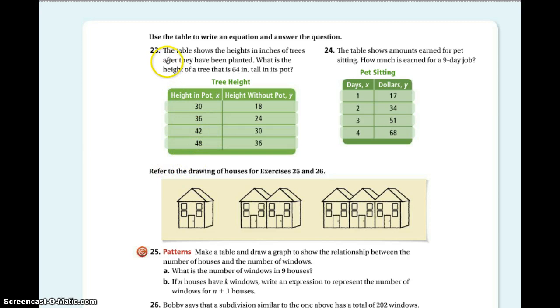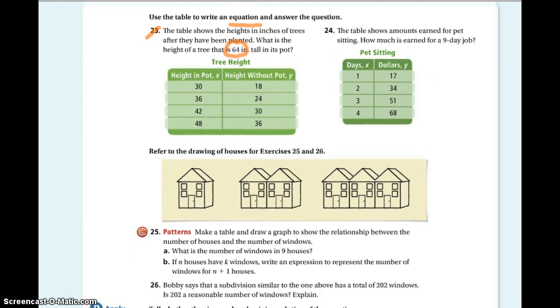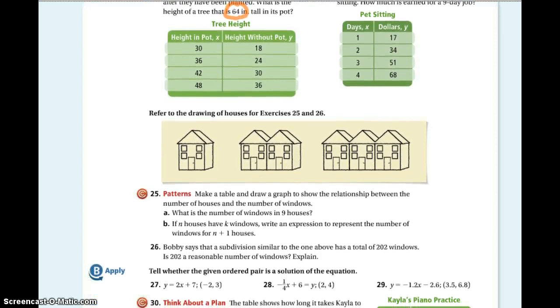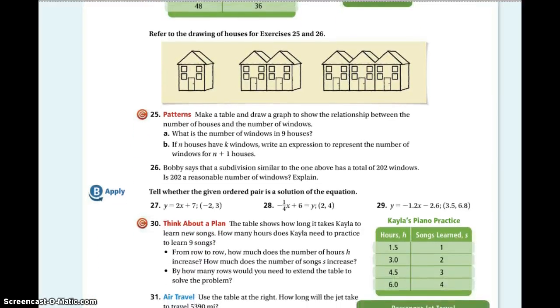And then here, the table shows the heights in inches of trees after they have been planted. What is the height of the tree that is 64 inches tall in this pot? If you want, you can just extend this pattern on, or if you would like, you can come up with an equation and calculate it. Oh, excuse me, use the table to write an equation. You have to come up with an equation in this one, and then use your equation to figure that out. So for number 23, come up with the equation, and then plug that 64 in there and solve your equation to figure it out.